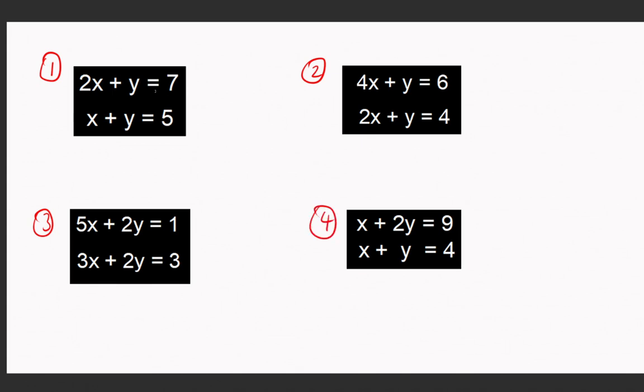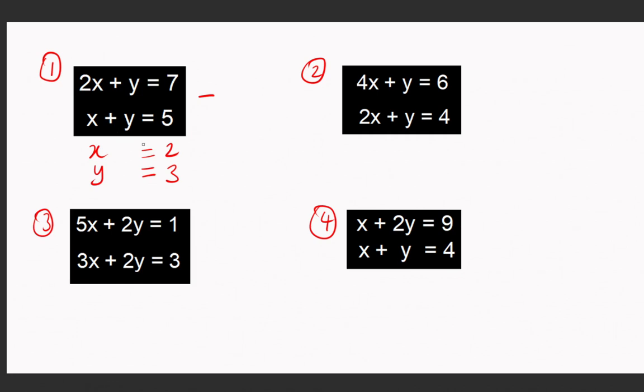So again, we're going to subtract, because when we do 2x minus x, that will give us x. Y minus y is nothing. 7 minus 5 is 2. So that automatically tells me that x equals 2. And how do I find y? Well, on the second equation, we know that x plus y has to be 5. So can you see if x is 2? If we know that x is 2, then y has to be 3 to make it 5.